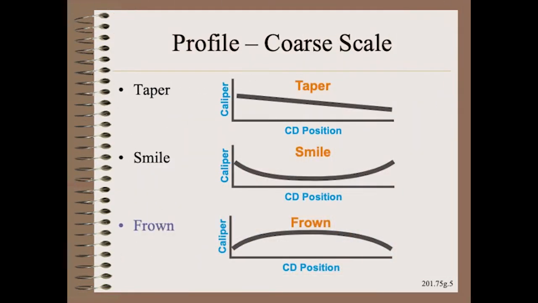On the coarse scale, we have three elemental shapes: the taper, the smile, and the frown. Of course, there's nothing to say that we couldn't have a tipped or tapered smile or some other combination. If so, the thing that caused the taper is probably distinctly different than the thing that caused the smile. In other words, you might have two different root cause profile problems.